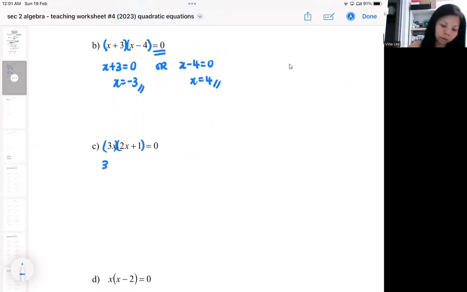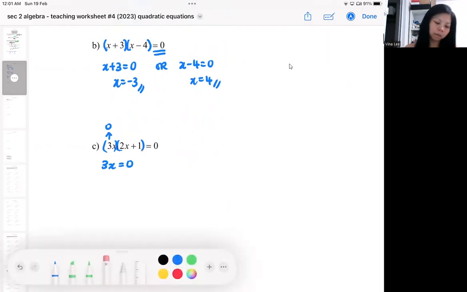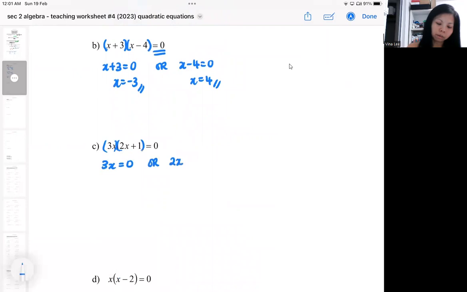So a product equal to 0 will happen when 3x equals 0. That means this is a 0. So 0 multiplied by a bracket will give us 0. So 3x equals 0 or 2x plus 1 is equal to 0. So 0 divided by 3 is a 0. Then from here, your solving is like your Sec 1 solving.